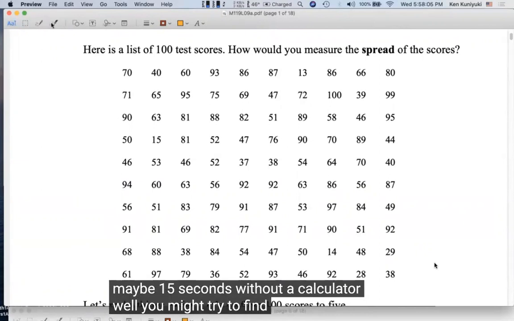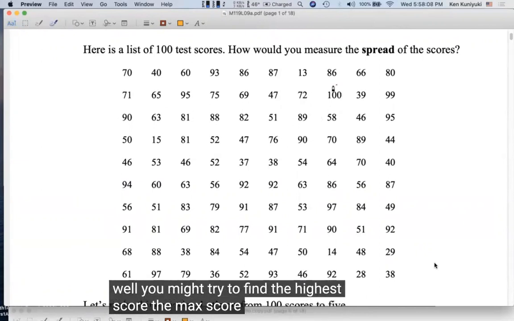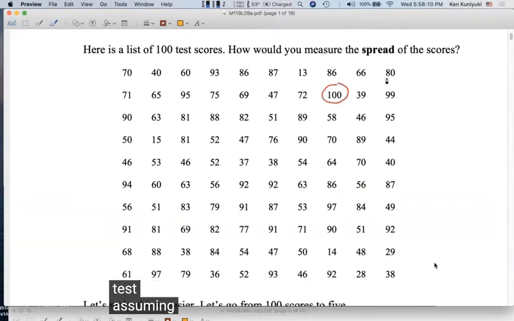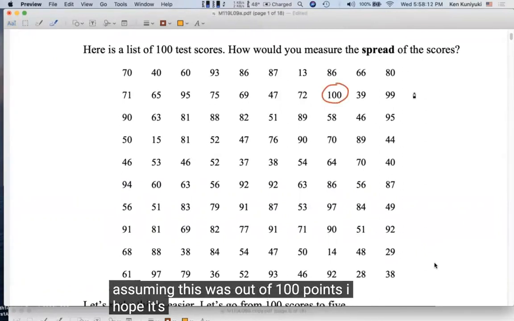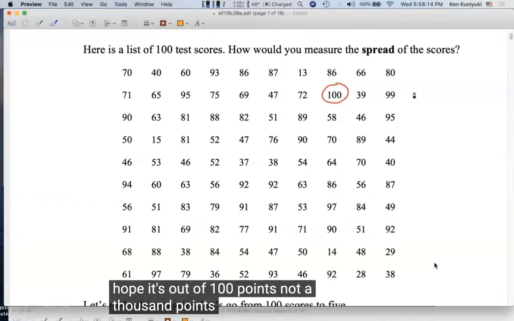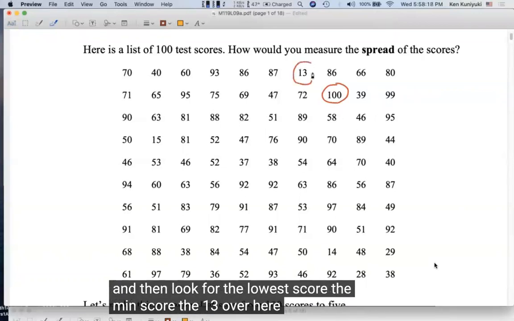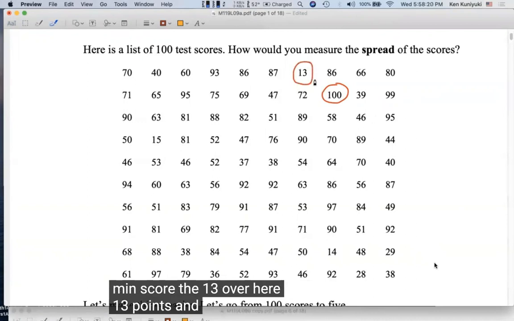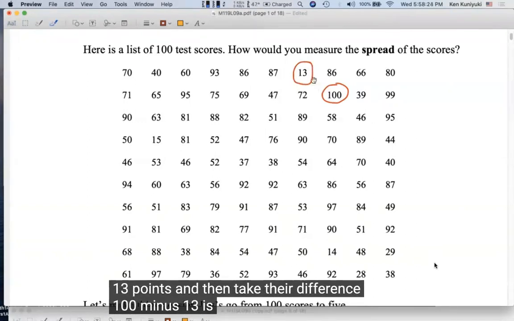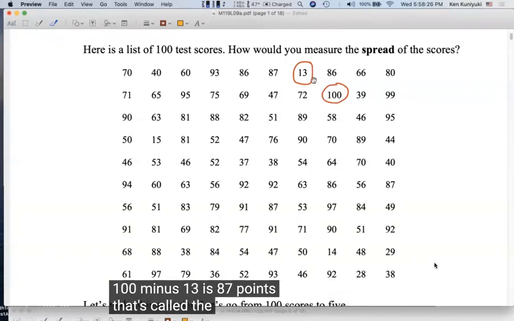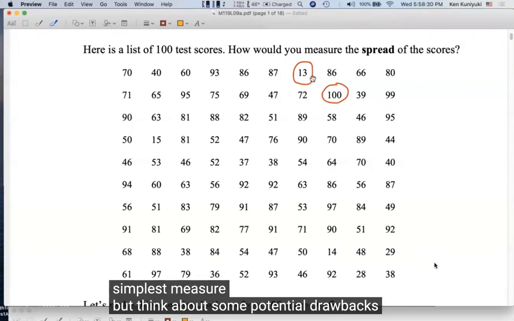Well, you might try to find the highest score, the max score. Someone did ace the test, assuming this was out of 100 points. I hope it's out of 100 points, not 1,000 points. And then look for the lowest score, the min score, 13 points, and then take their difference. 100 minus 13 is 87 points. That's called the range, perhaps the simplest measure. But think about some potential drawbacks to that measure.